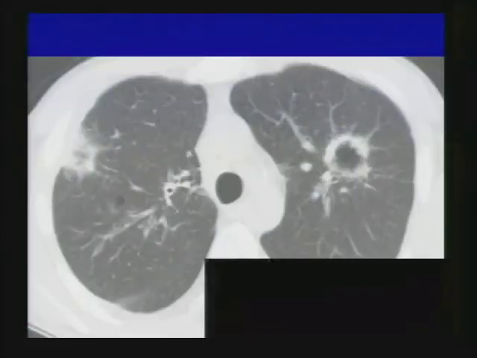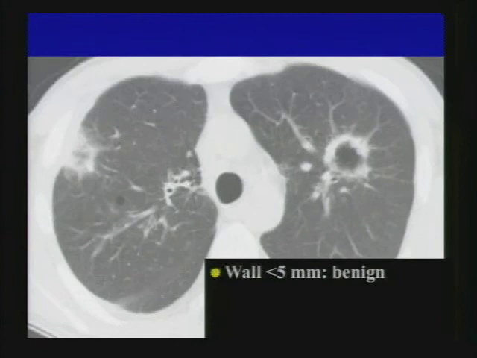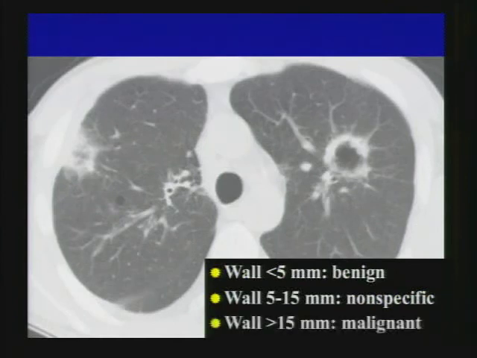This is someone, notice the cavity size, or the thickness of the wall. The thickness of the wall in cavitary nodules is somewhat helpful in differentiating malignant from benign disease. So if the wall is less than 5 millimeters, it's likely to be benign. If the wall is in between, it's a toss-up, who knows? And if the wall is greater than 15 millimeters, it's likely to be malignant.